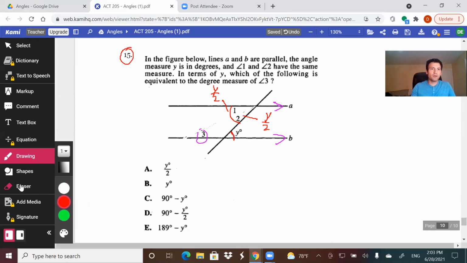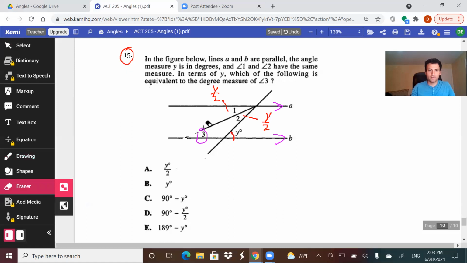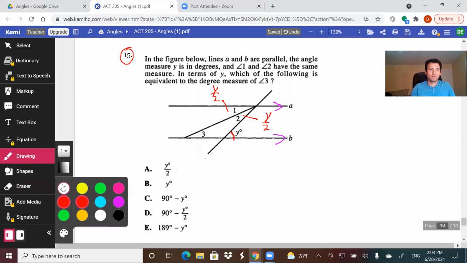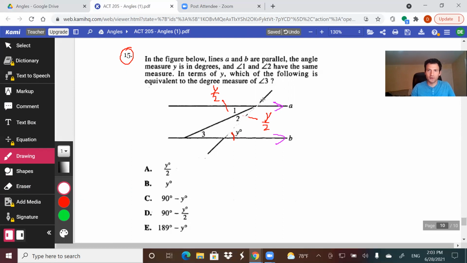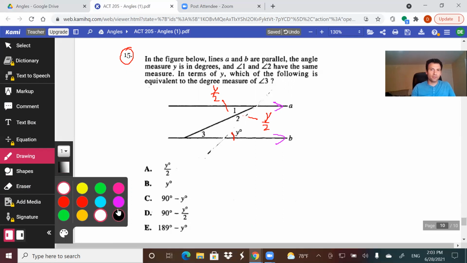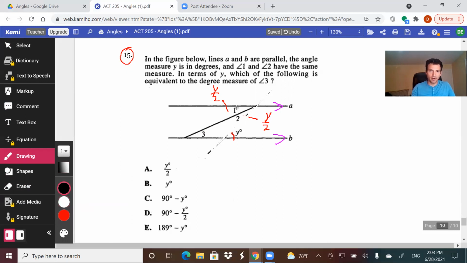Okay, so now that we know that, let me put this line back. And let me erase this other line. And again, you can redraw these figures. You can put your hand over the line. Obviously, you won't have the ability to white out a line on the test. I'm just doing it for visual effect. But the minute you know that 1 is y divided by 2, that means that 3, because of opposite interior angles here, right? 3 is also going to be y divided by 2. So that's our answer. Our answer is A.